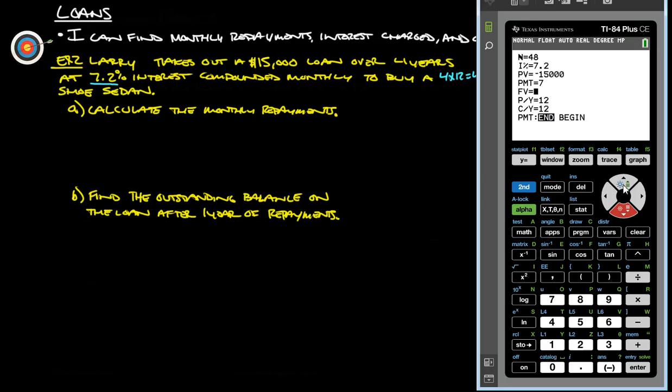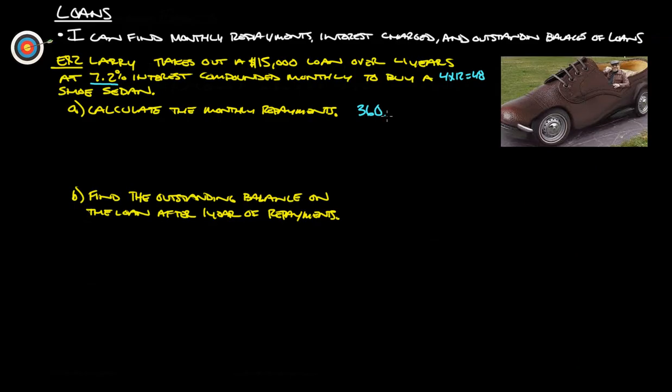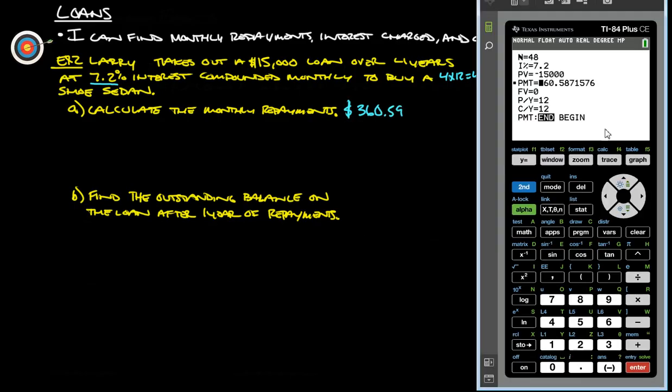Now we want to highlight what we want to solve for, and in this case it was payment. Remember, we just put some random number in there. So we highlight payment, and now we do alpha, and if you look up above the enter, the green word up there is solve. So we push alpha and then enter. Our payment is $360.59. So $360.59 is our monthly payment, right?